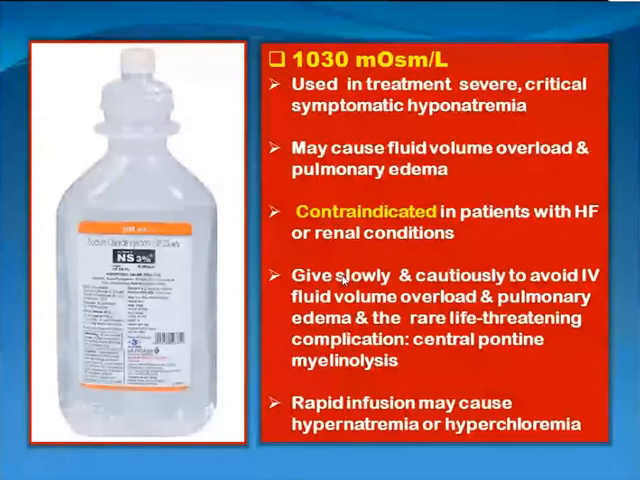But in those with severe critical symptomatic hyponatremia, give me 2 symptoms. Seizure. Very good. Disturbed level of consciousness, or even coma. These are severe critical symptomatic hyponatremia. So in those patients, we use 3% normal saline. It may cause fluid volume overload and pulmonary edema.